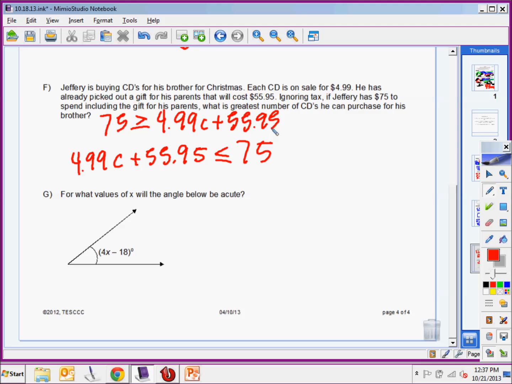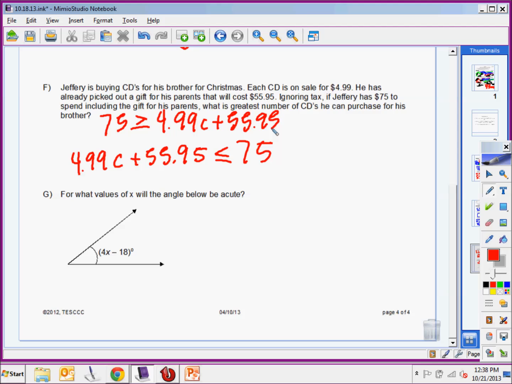So $4.99 times the C plus $55.95 has to be less than or equal to 75. These are equivalent statements. Either way you write it, you're going to still end up with the same C value, right? And you're going to end up with the same inequality. It's just a different side that it may end up on. Do we understand that?